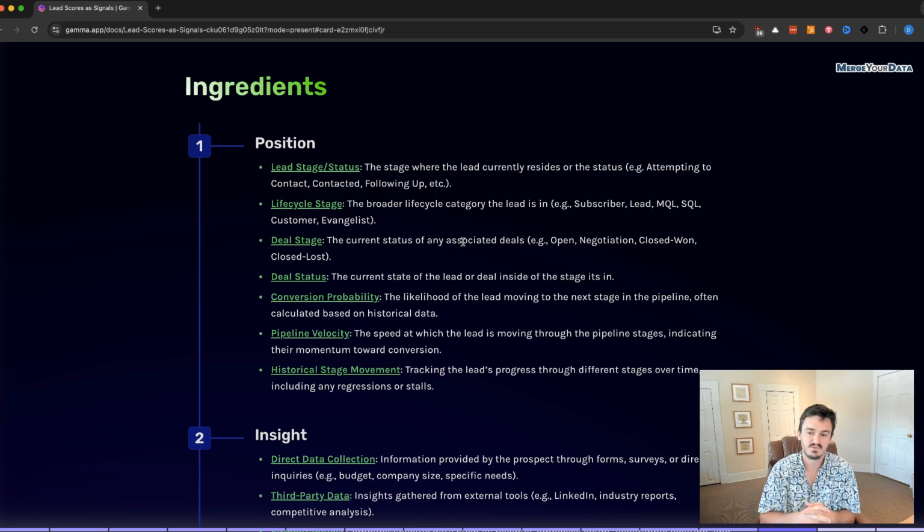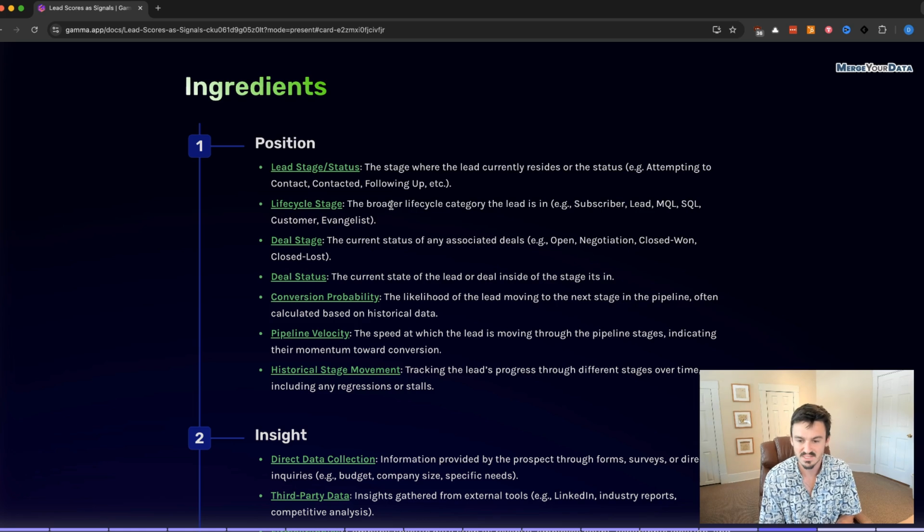Conversion probability. So this is the likelihood of the lead moving to the next stage in the pipeline, or of the deal to the next stage in the pipeline, often calculated based on historical data. So you want to be measuring things like a conversion from one stage to the next stage, from one stage with a skip stage in between, from the very beginning to the very end of the stages. You get the idea. This is a positional based ingredient, something that's really critical in a lot of the analysis we do.